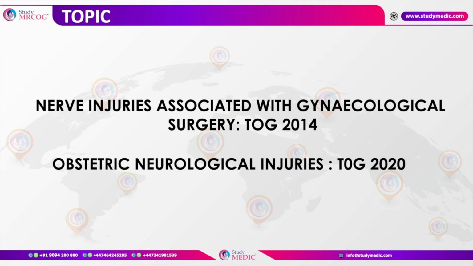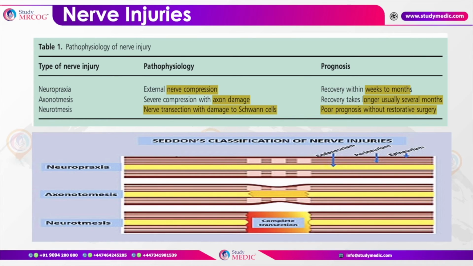Then the next topic that we will be covering today is related to the nerve injuries associated with gynecological and obstetric surgery. So there are 3 types of nerve injury. The first one is neuropraxia, which is basically just external nerve compression, and usually recovery is fast, within weeks to months. The second is axonotmesis, where there is severe compression with axon damage. In this, recovery might take longer, usually several months. And the third one is neurotmesis, where the nerve is completely transected with damage to the Schwann cells. And in this case, there is poor prognosis without restorative surgery.